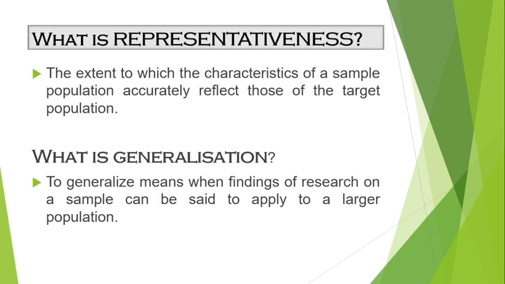All right. Now, what is representativeness? Representativeness is the extent to which the characteristics of a sample population accurately reflect those of the target population. Let me take a very simple example to explain what representativeness is. For example, I am a researcher. I'm looking for a few young girls aged 16 to 18.